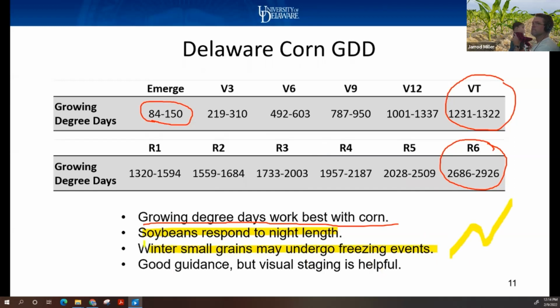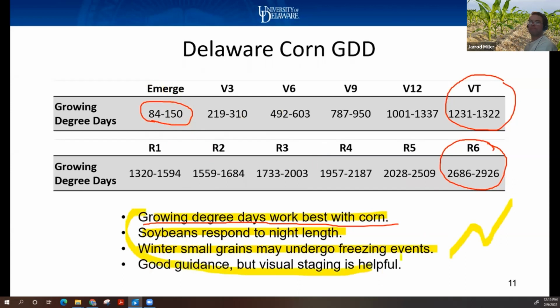So it doesn't always work the best with them if you can't account for temperatures that might kill some of the leaf growth that it has to recover from. So it works best with corn, because corn responds to temperature. It doesn't respond to night length. And we plant corn in May, so you're not likely to have these freeze events.